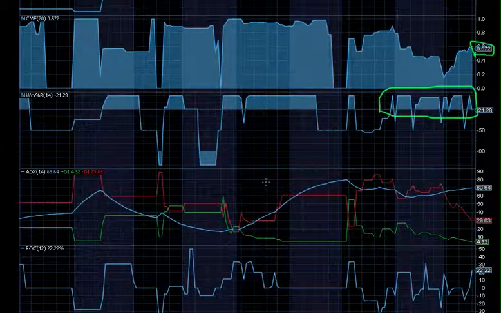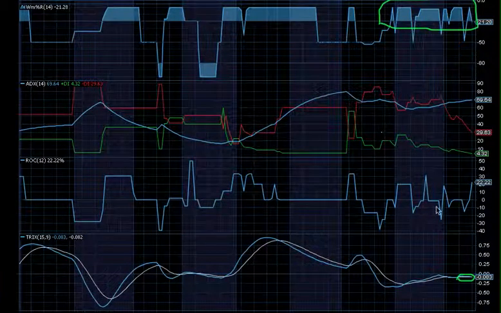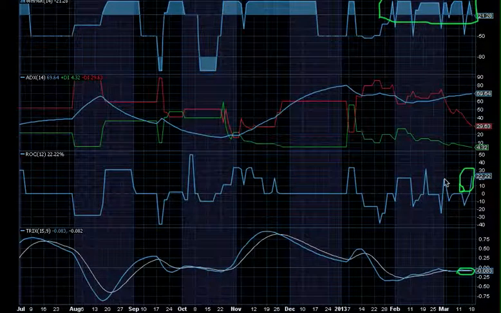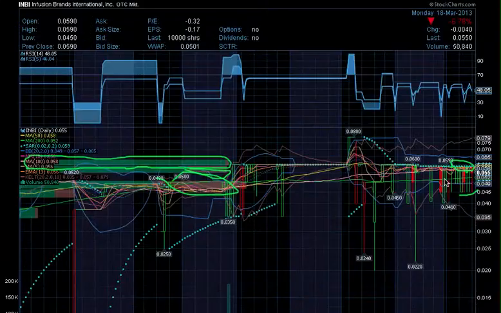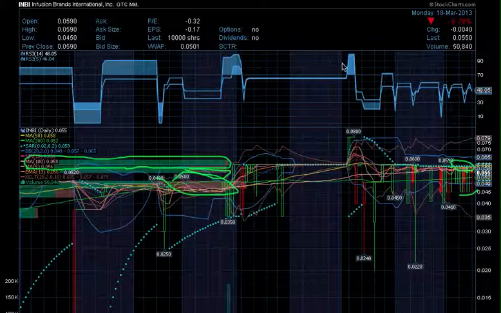And finally, I want to talk about the ROC, which is the rate of change indicator. You'll see that it's spiking up into bullish territory really hard, and generally the harder it spikes up, the stronger the uptrend is, and it shows that the bulls are gaining traction here. And basically all the momentum indicators are pointing bullishly right now. So INBI is going to be one to watch throughout the rest of the week, starting on Tuesday for sure.